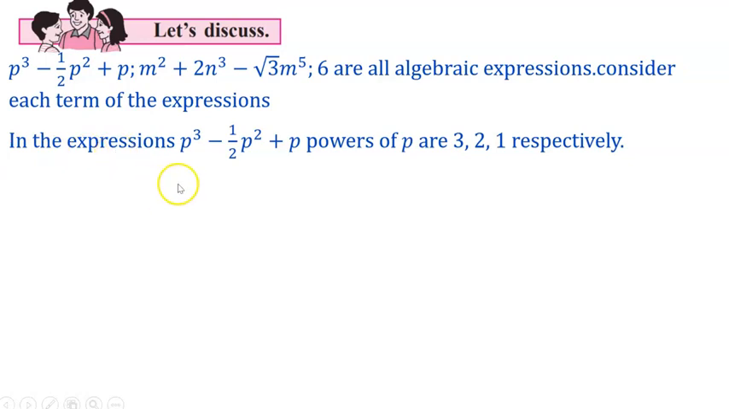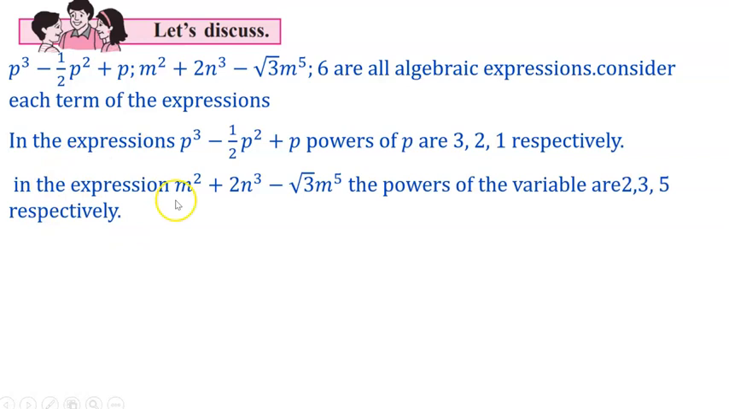In the expression p raised to 3 minus 1 upon 2 p square plus p, the powers of p are first 3, next 2 and last 1 respectively. In the expression m square plus 2n cube minus root 3 m raised to 5, the powers of the variable are 2, 3, 5 respectively.